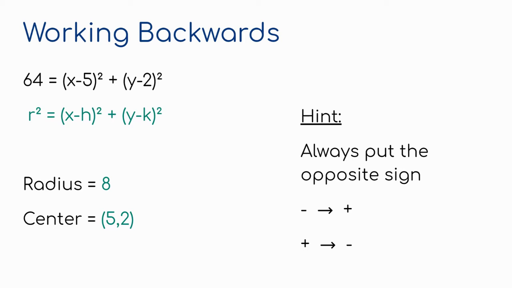All right, so when I give you an equation, such as 64 equals x minus 5 squared plus y minus 2 squared, you square root where the r is. So we square rooted 64 and got 8. Then we took the opposite signs of our h and k. So our center went from negative 5, negative 2 to positive 5, positive 2.